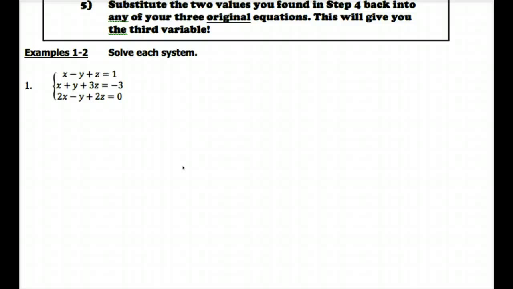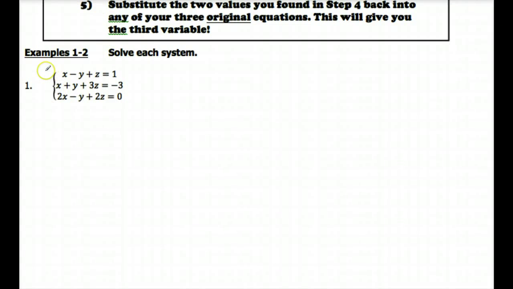Okay, so when you're solving systems with two variables, we call that an ordered pair. When you're solving systems with three variables, we call that an ordered triple. And so you'll see what our answer looks like here at the end. But I want to find what x, y, and z all have to be so that all three of these equations are true. So what I'm going to do is start by trying to do elimination on two of my equations.